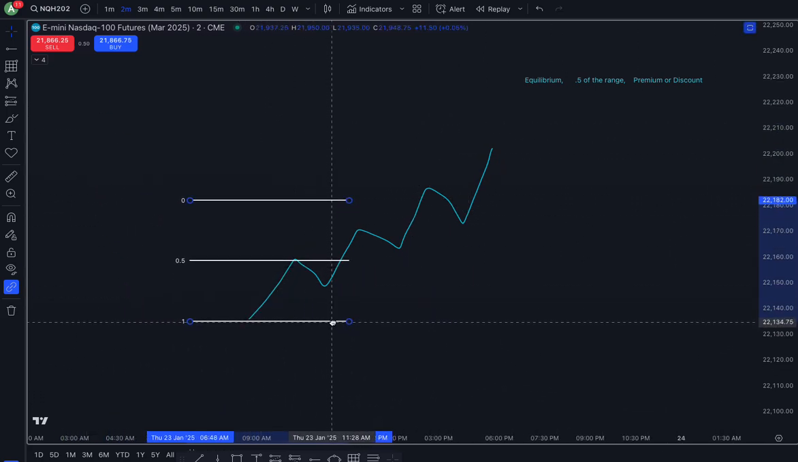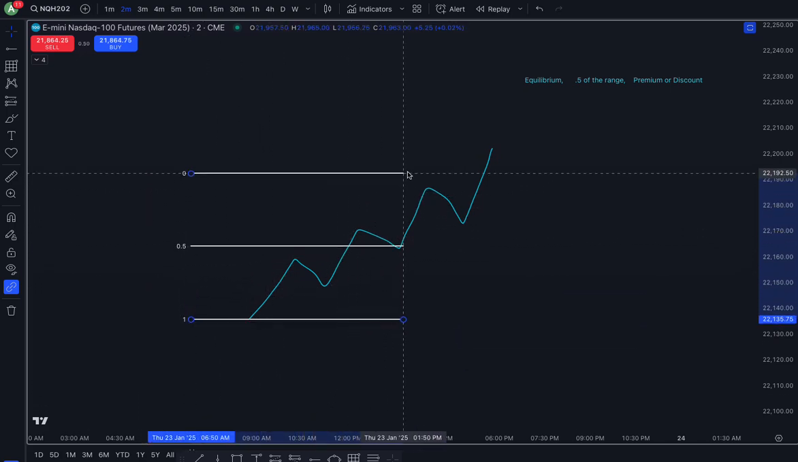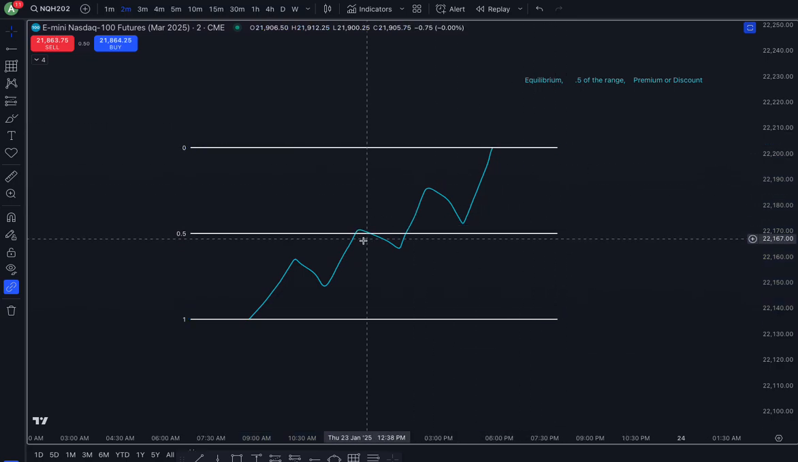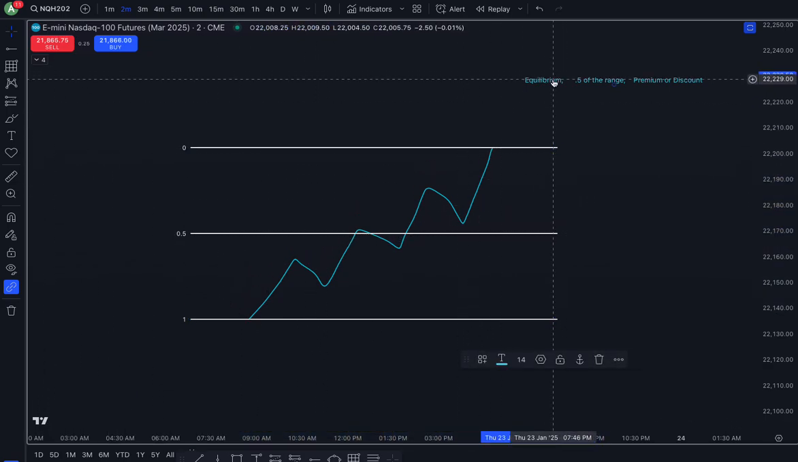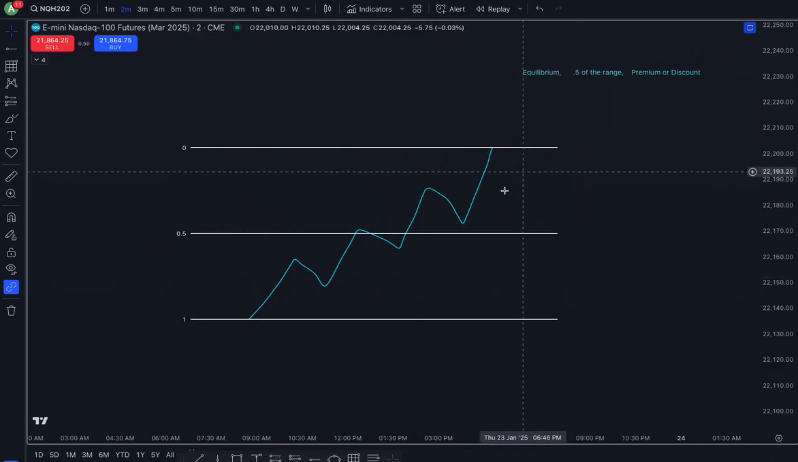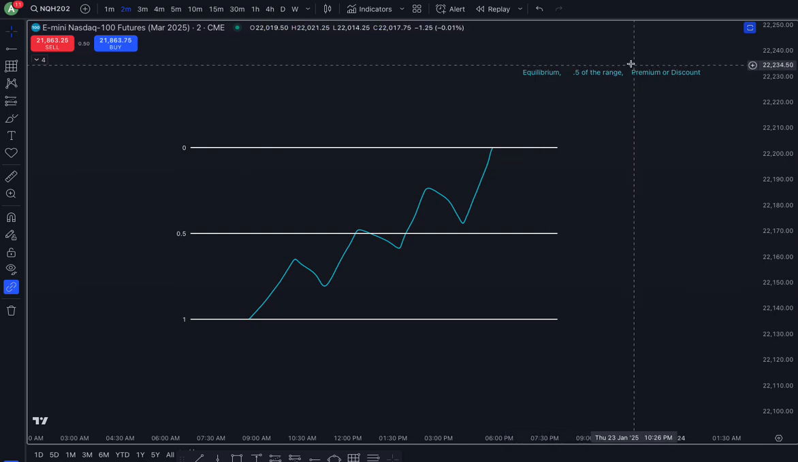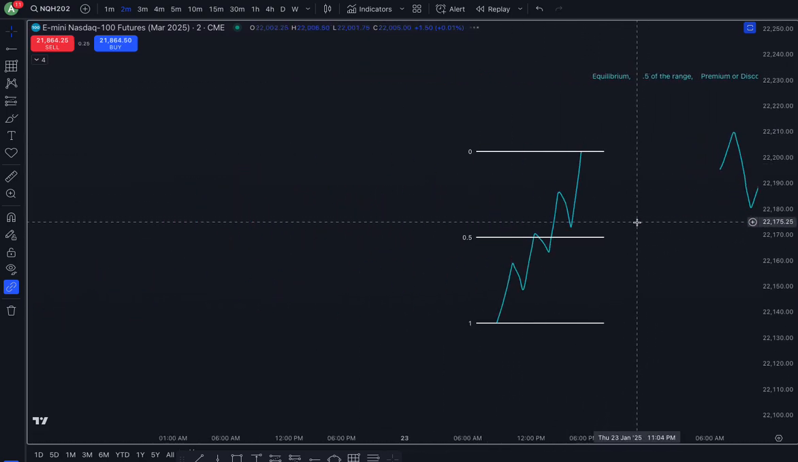But all I have marked out is the 1, 0, and 0.5. So all I do is drag from the bottom to the top, or the top to the bottom, doesn't matter. But I go from the lowest point to the highest point. And in that middle is my equilibrium right here. So here's your equilibrium, your 0.5, your premium, your discount, whatever you want to call it. Equilibrium 0.5. Ignore that. Premium and discount is different, but I will show you that in a minute.